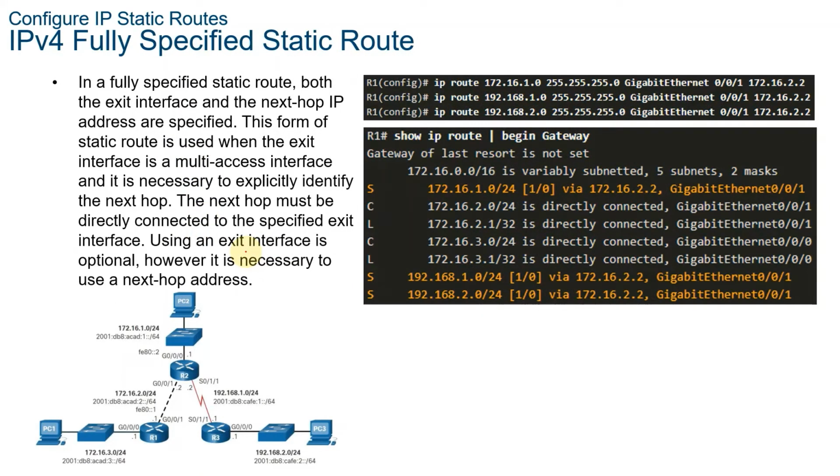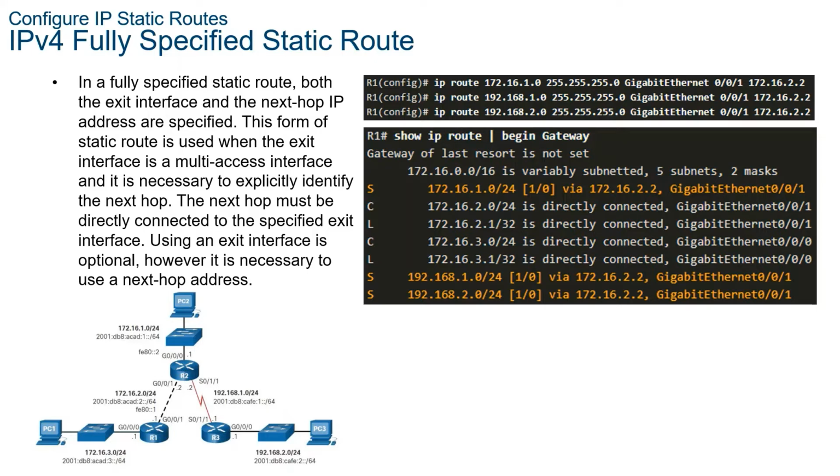The third one would be the IPv4 fully specified static route. In a fully specified static route, both the exit interface and the next hop IP address are specified. This form of static route is used when the exit interface is a multi-access interface and it is necessary to explicitly identify the next hop. The next hop must be directly connected to the specified exit interface. So using an exit interface is optional. However, it is necessary to use the next hop address.